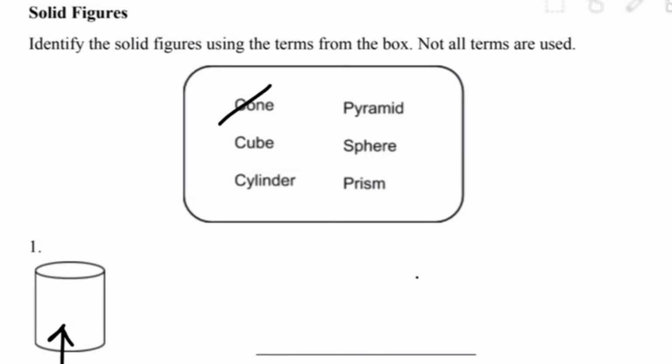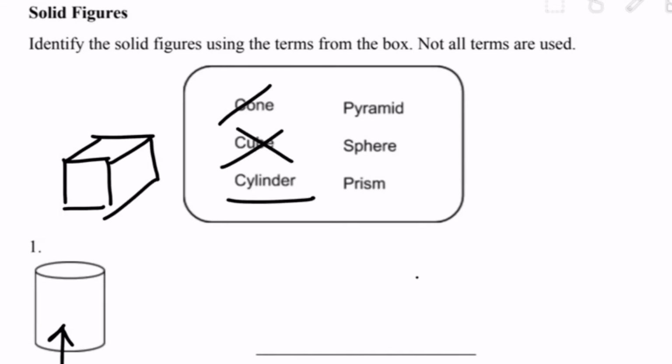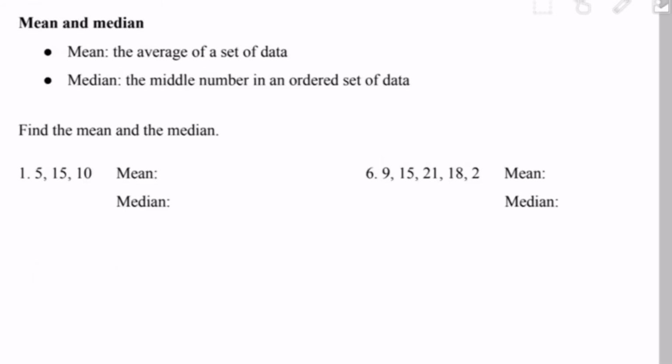Is it a cube? Nope. Cubes look like this. So that is definitely not a cube. Is it a cylinder? Well, it does have a circle base and a height. So our answer is cylinder. Fourth lesson is asking us to find mean and median. Mean is the average of a set of data, while median is the middle number in the ordered set of data. Let's do number 1.